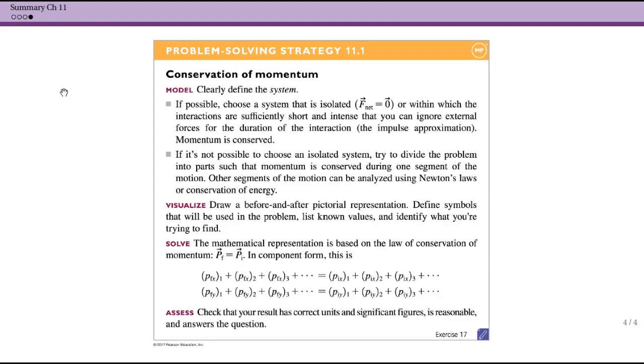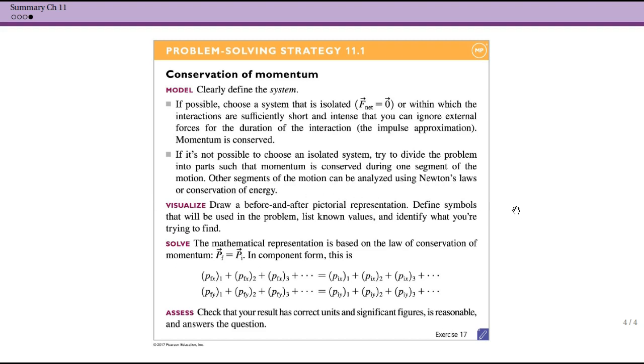Our general problem-solving strategy whenever you're dealing with conservation of momentum is to first define your system. Momentum is only going to be conserved if your system is isolated, which means that there are no external forces, or if we can use what's called the impulse approximation, which assumes that all forces are much smaller compared to the interaction force that we're thinking about, like the ball bouncing off the wall. We could ignore gravity during that bounce. If we can't actually define the isolated system, hopefully you can define part of the system to be isolated. So always make sure that you're going through this step and being very careful with it.